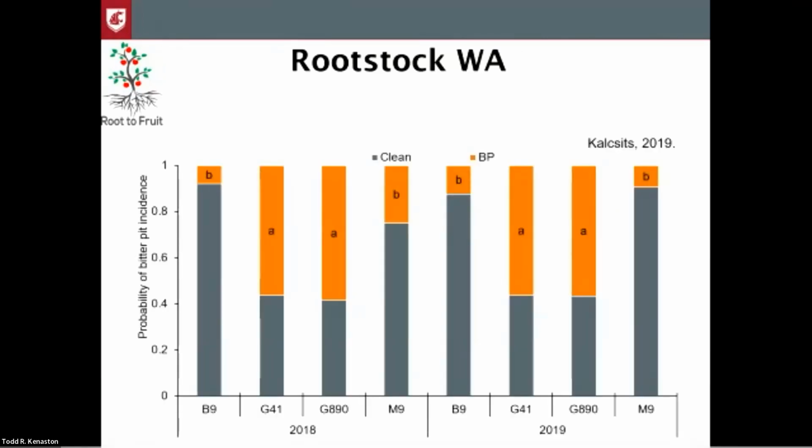The same was shown by Licalcid in his work with Nadia Valverde. They also show that more dwarfing rootstocks, M9 and B9, have less bitter pit compared to a more vigorous rootstock.